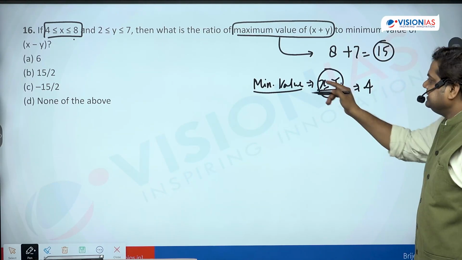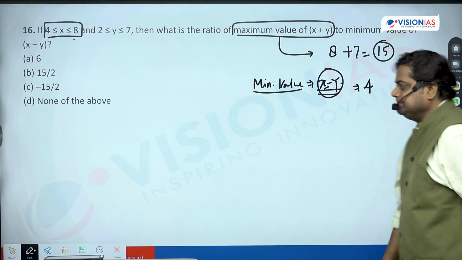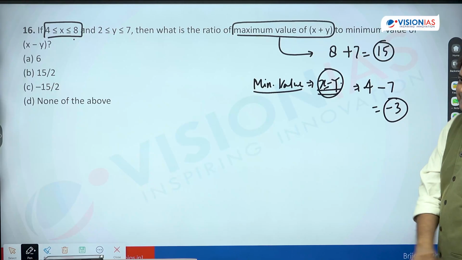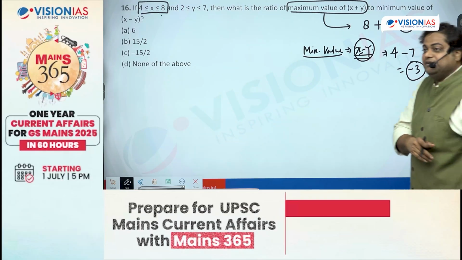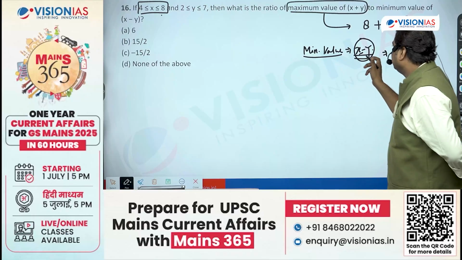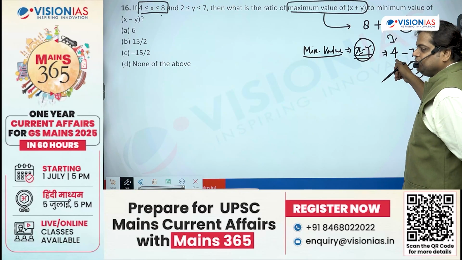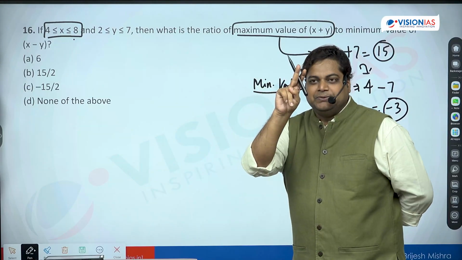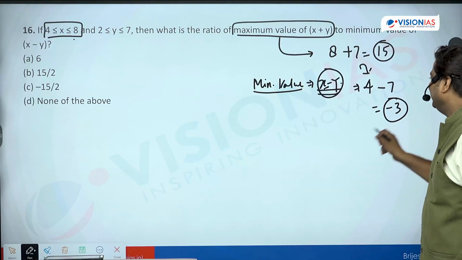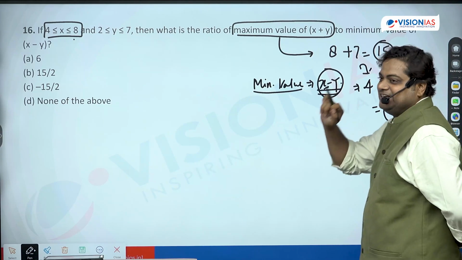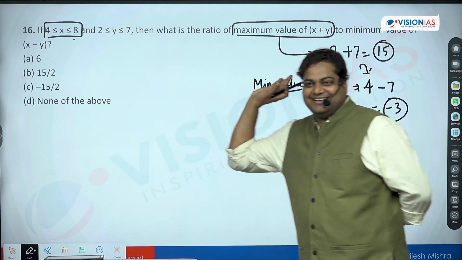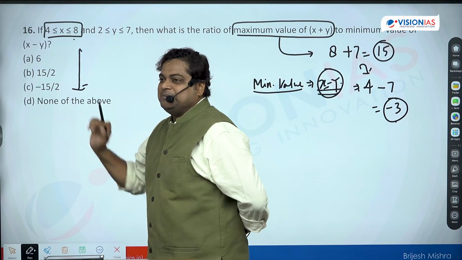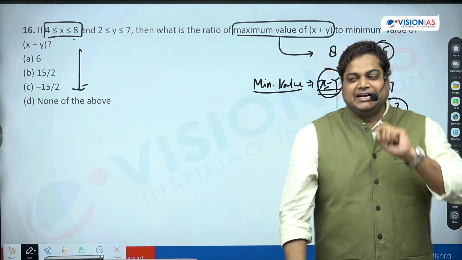4. What is the maximum value of Y? 7. So 4 minus 7 gives minus 3, because with minus the value will be minimum. If we did it like this, taking 4 and the minimum value of Y, 2, we would get 2. But 2 is not the minimum value of X minus Y. Because the first time, this is what usually happens. But we need to understand, if we see the options, minus is given in the options. So we need to check for the negative value.